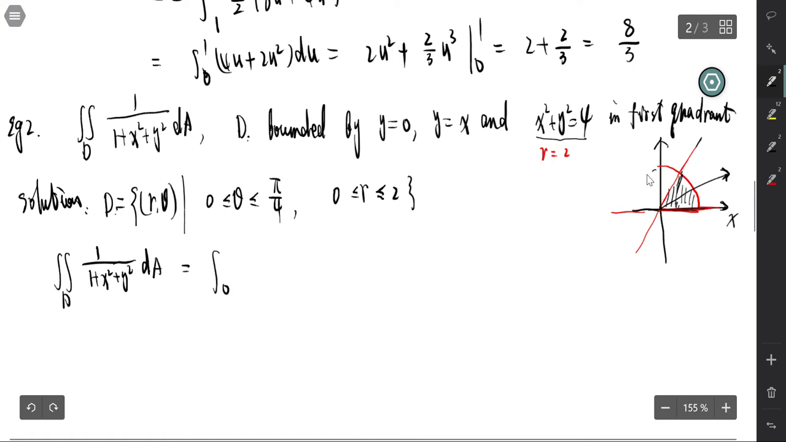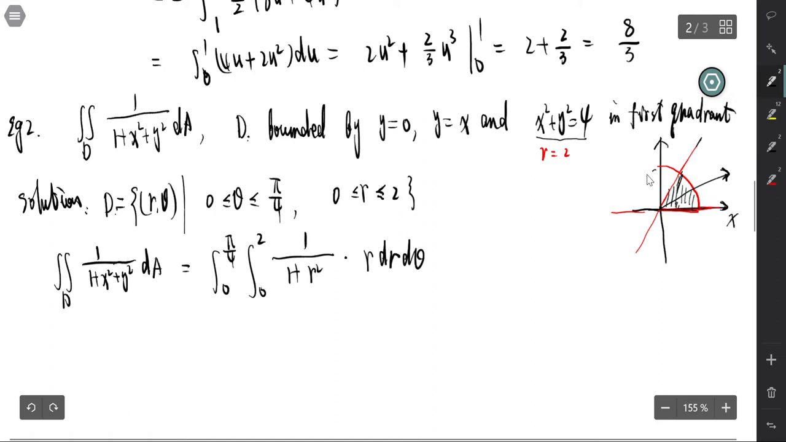Theta is from 0 to pi over 4, and r is from 0 to 2. The upper limit and the lower limit for both r and theta are constants. And x squared plus y squared is r squared, and dA is r dr d theta.